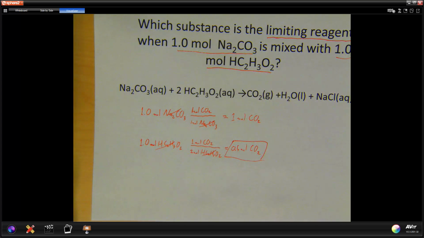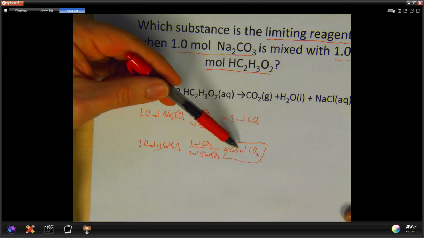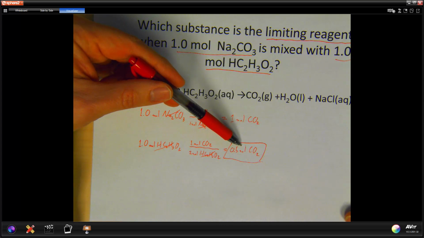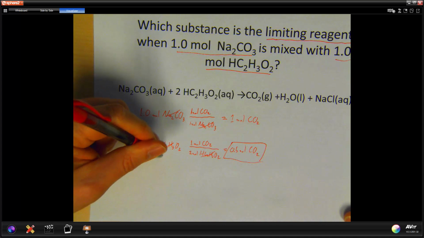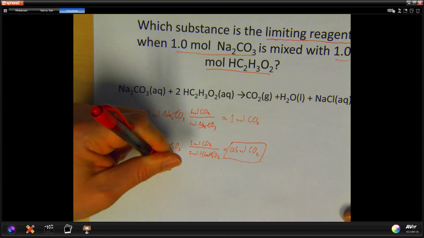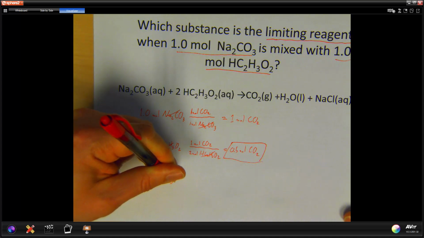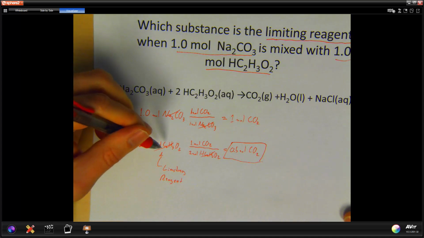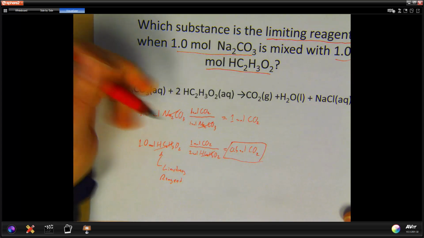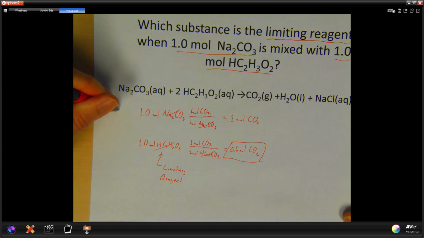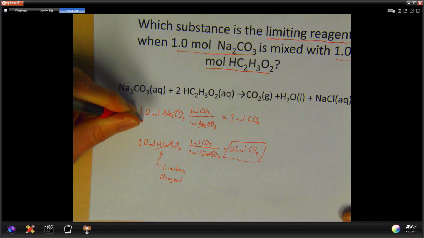The question, though, is what is the limiting reagent? So what we do there is the one that made the smallest number is coming from the calculation for the limiting reagent. So we would say that the acetic acid is the limiting reagent because it is the reactant that would be used up first. It's all used up by the time we get here. This one is still going. This one we could call the excess reagent. So if you are asked for the excess reagent, in this case you would say sodium carbonate.